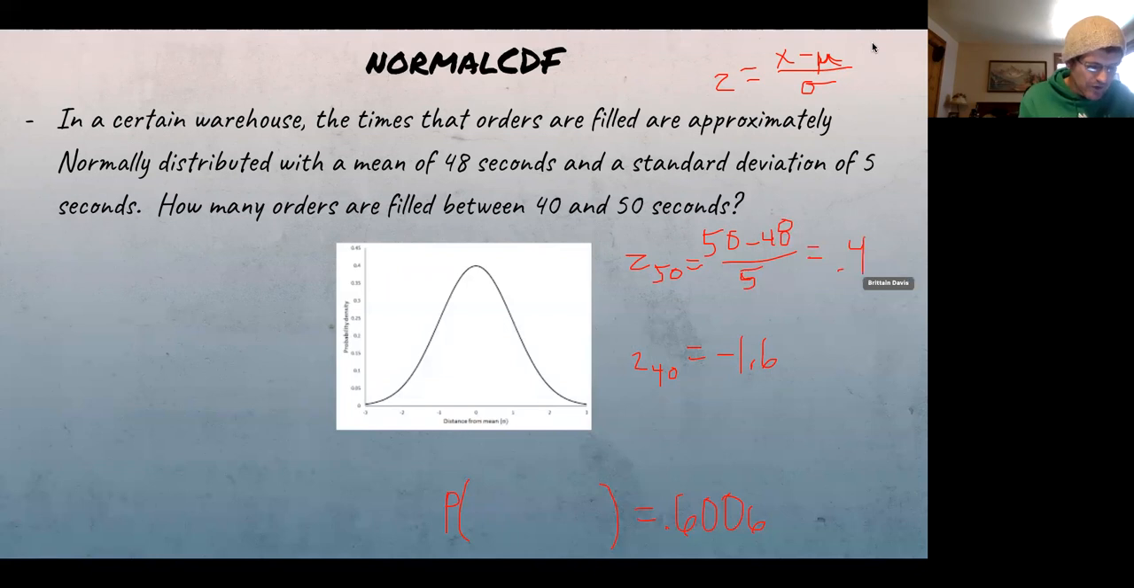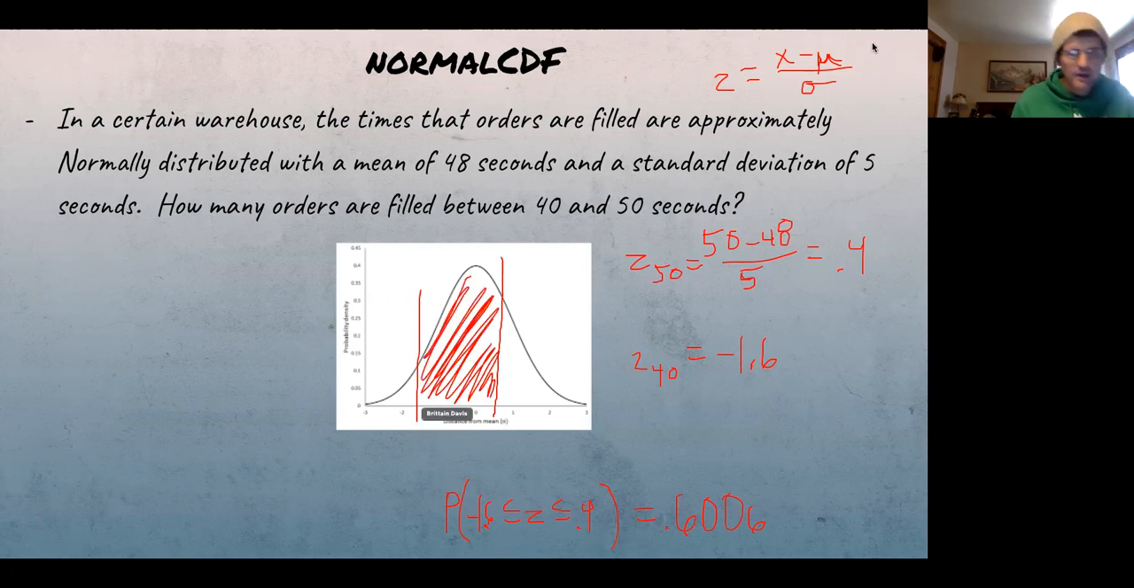So we're basically trying to figure out what is the probability that our z-score is greater than or equal to negative 1.6, but less than or equal to 0.4. So that's going to put my upper bound right about here, my lower bound about right here. We want to get this area, and by giving our calculator both bounds, it's going to find that area for us, right at 60% basically.